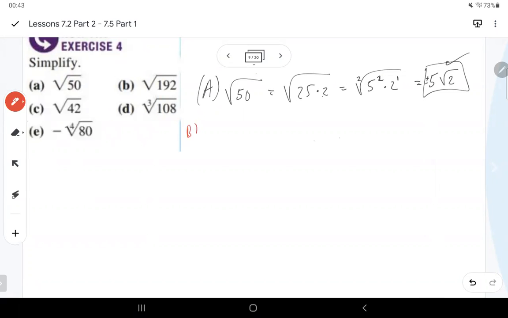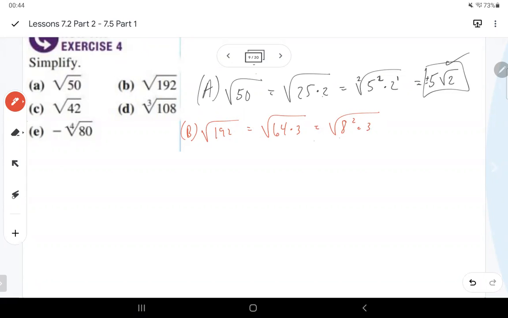Okay, B is the square root of 192. The perfect square within 192 is 64. If you have a hard time seeing what the squares are, you can always use your calculator and figure out the factors of the first number.